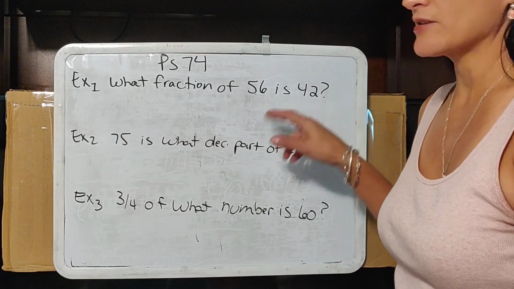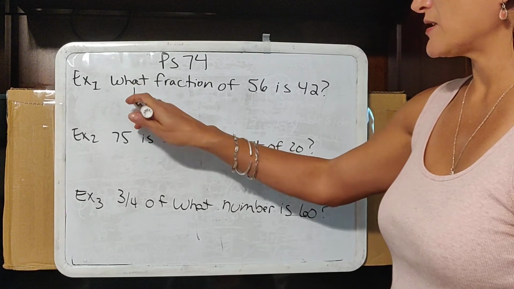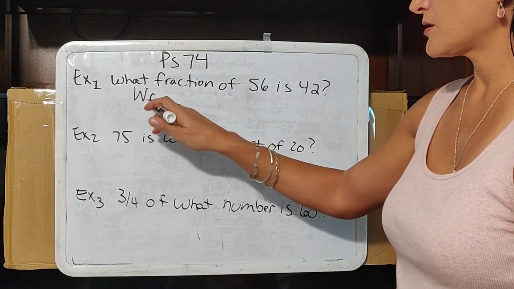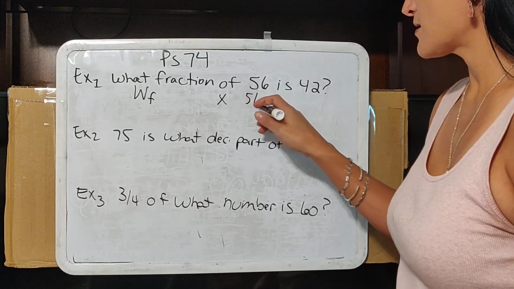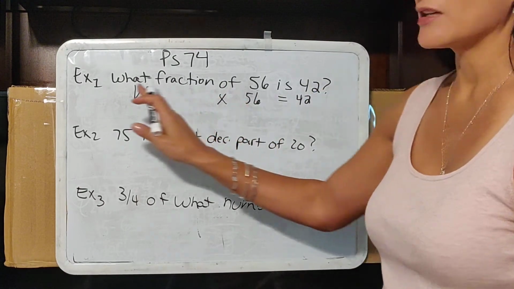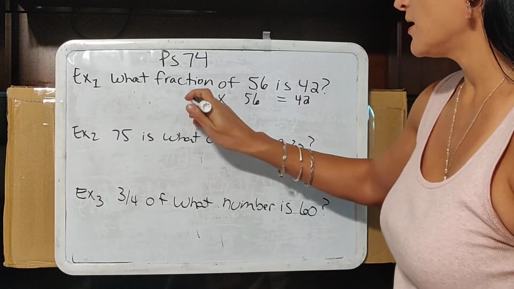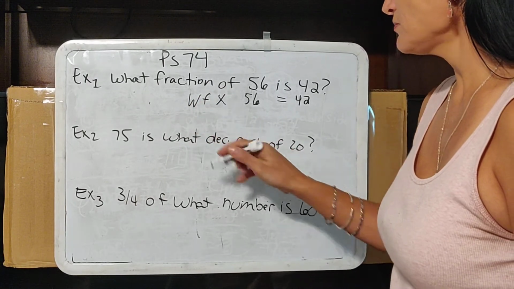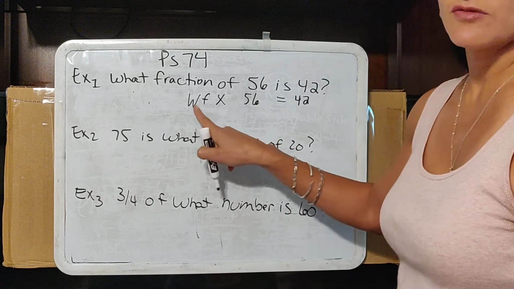So those are important. So we're basically going to take this word, what fraction, and we're going to write WF, which stands for what fraction, times 56 equals 42. Now you don't have to spread the equation out like that. It's just directly underneath what the phrase says. So I'm going to move it closer here.